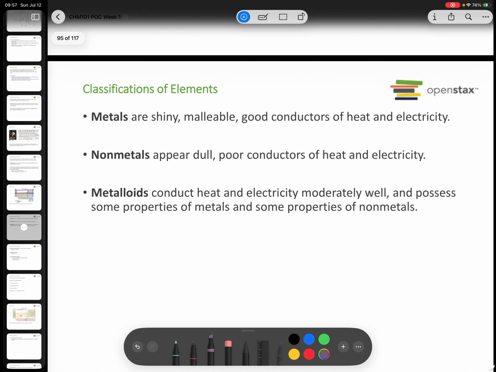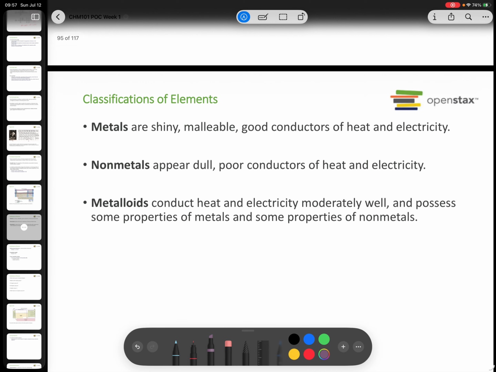Okay? So, metals are generally shiny, malleable, and good conductors of heat and electricity. While yung non-metals naman, dull siya and poor conductors of heat and electricity. No? So, in between that, metals and non-metals, we have metalloids. So, they have intermediate behavior. They conduct moderately and have some properties of metals and some non-metals.